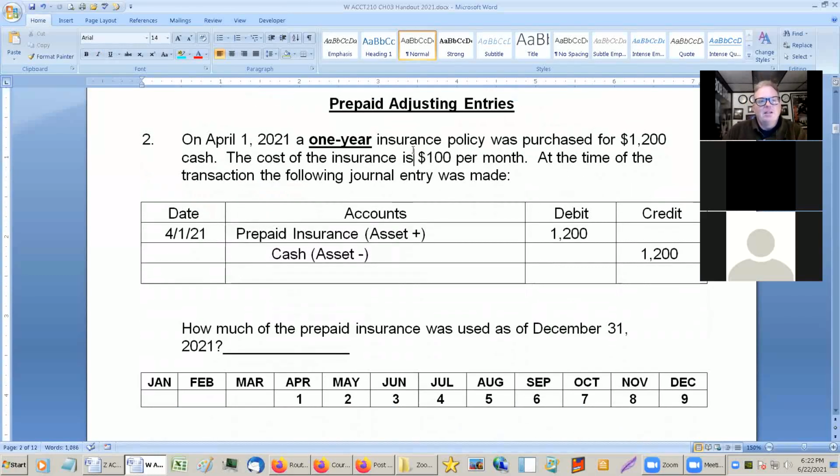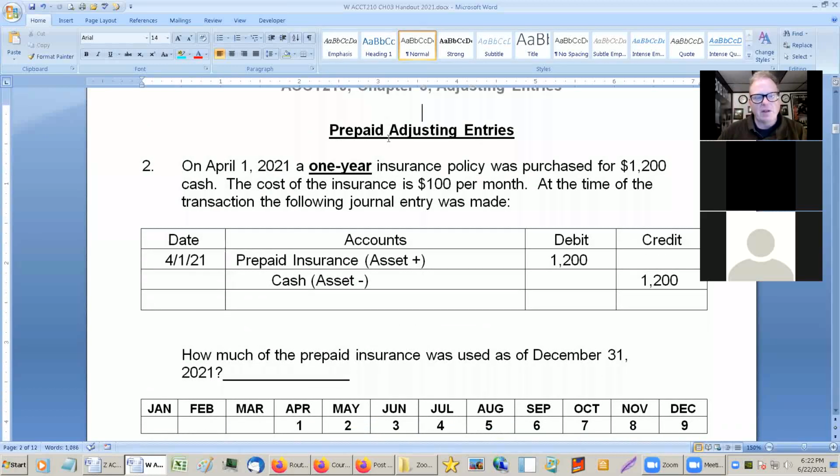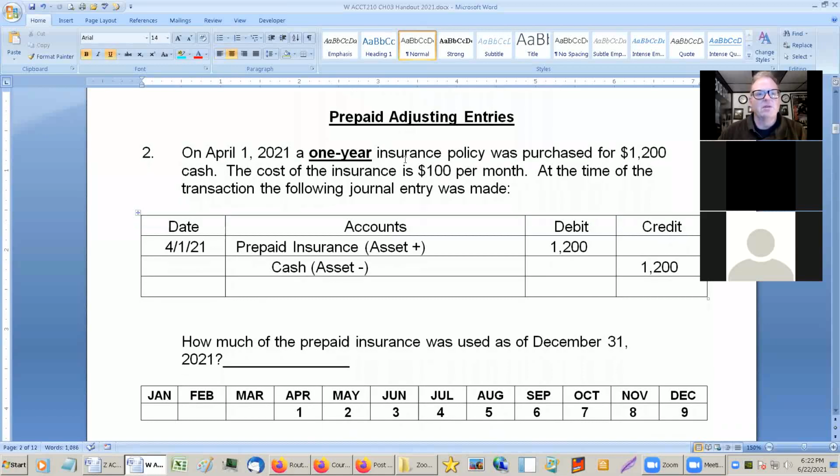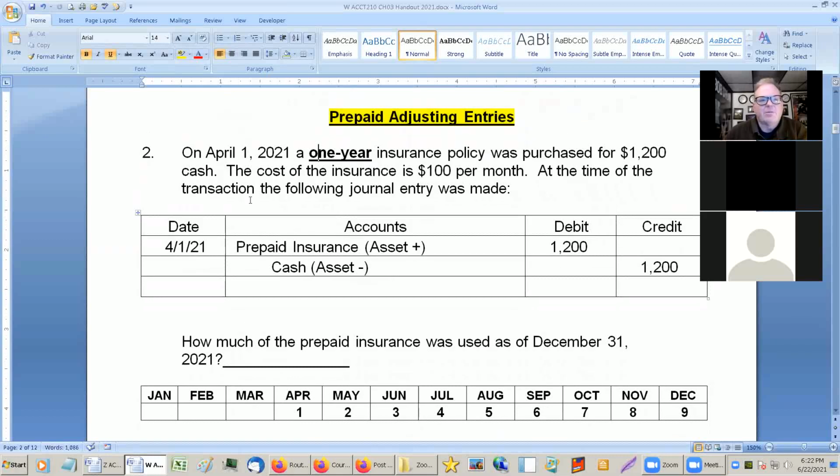Okay, so let's take a look here. So first one, and we're going to do, I think, 3 of these prepaid ones. And prepaid ones are actually deferrals when you pay something ahead of time, but you don't recognize it as an expense just yet. You're only going to recognize it as you use it up.